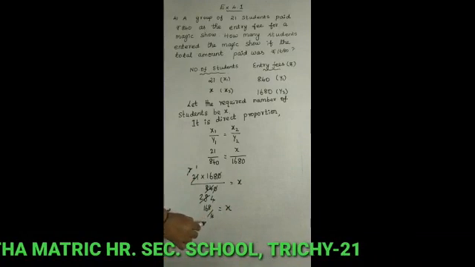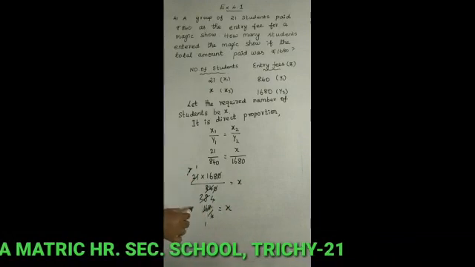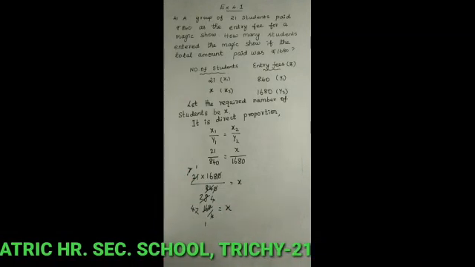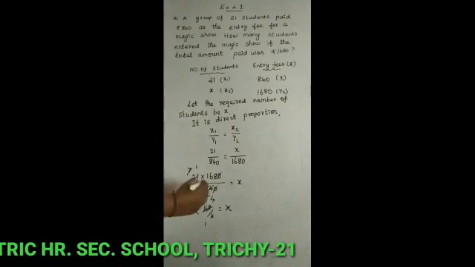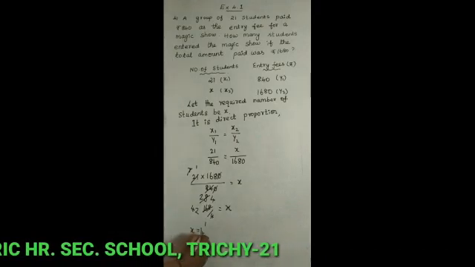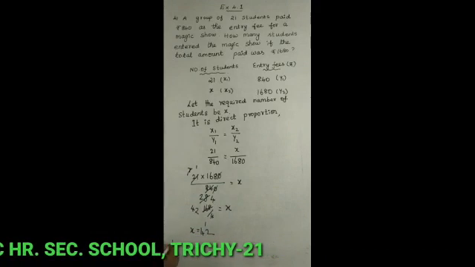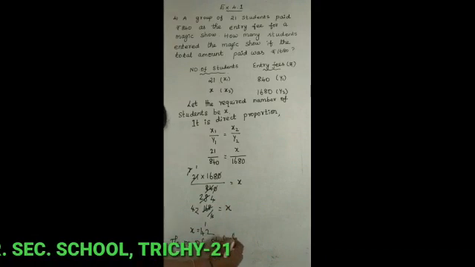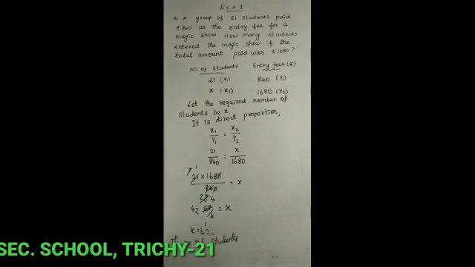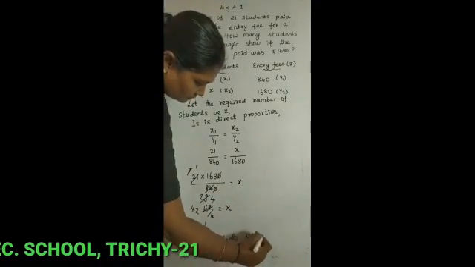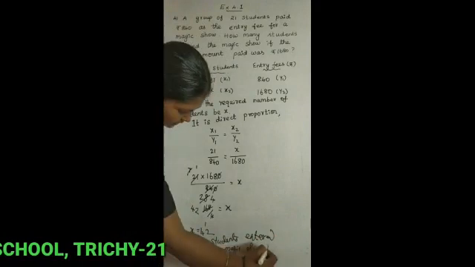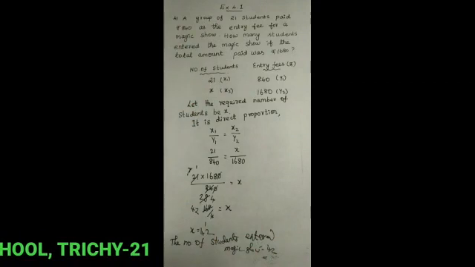Again 1 4s are 4. 4 4s are 16. 2 4s are 8. So the value of x is equal to 42. So x is equal to 42. The number of students who entered the magic show is equal to 42. So this is the solution for the 4th one.